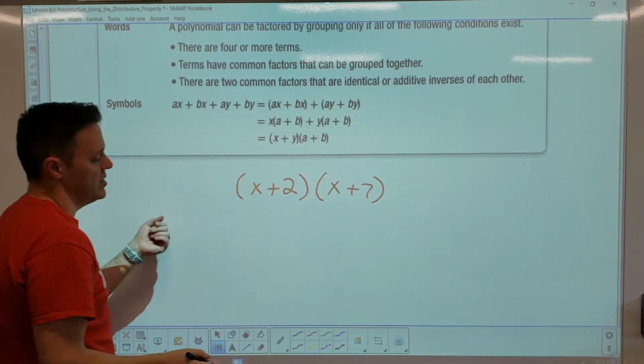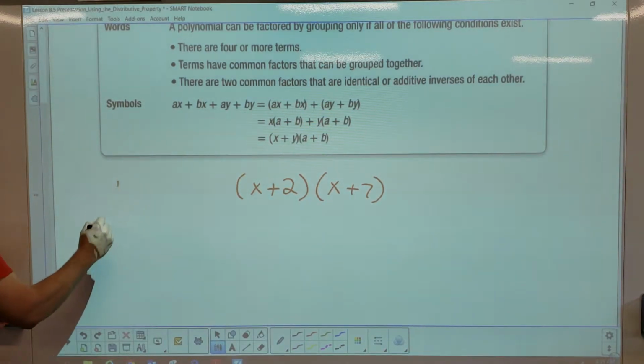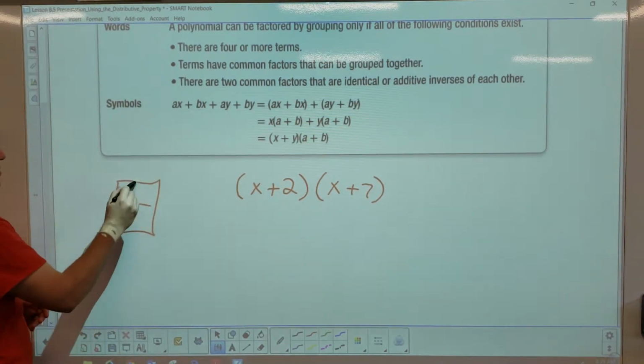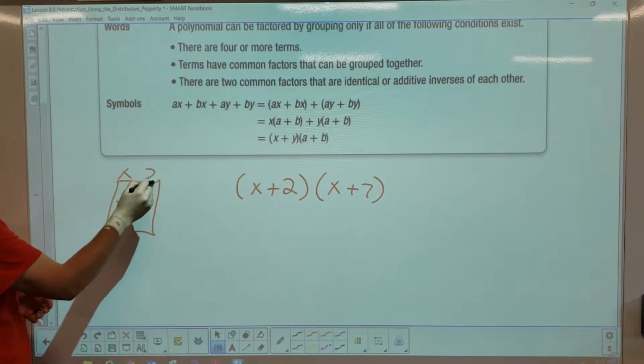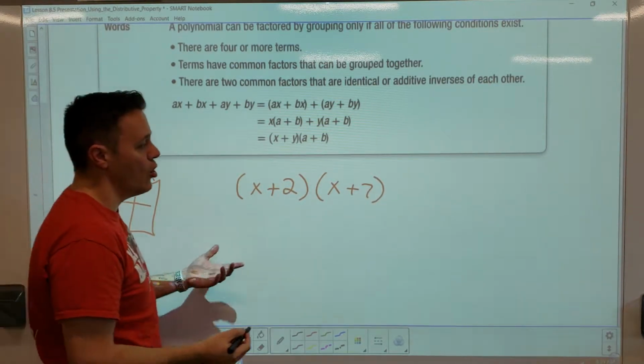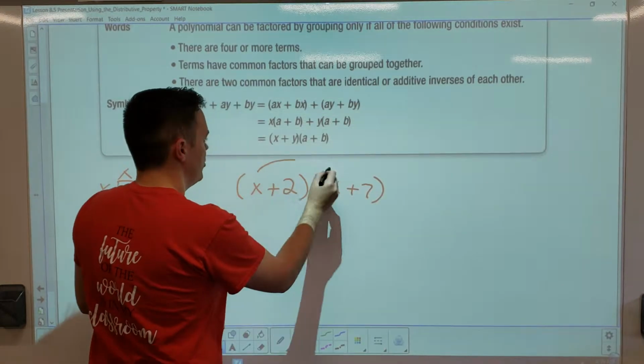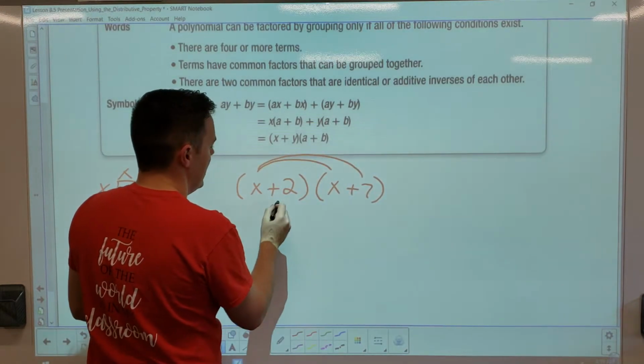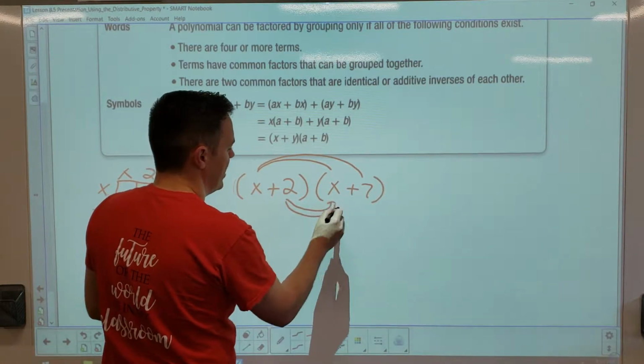So you'd be presented with this, and I told you guys to use either the box method to solve it. You'd go 8 and 2, or x and 2 and x and 7, or you would use the FOIL method, where you would do this, and then you would multiply here like that.